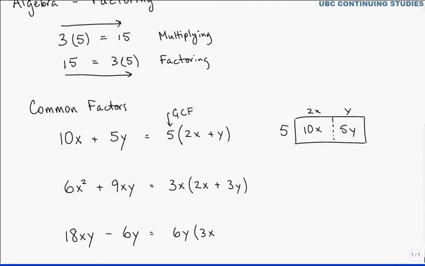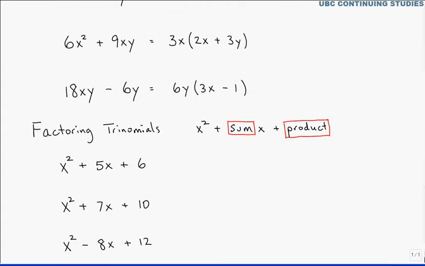And what do we multiply 6y by to get negative 6y? Has to be a negative, and it's just negative 1. And go ahead and multiply that to verify that you get the original expression.